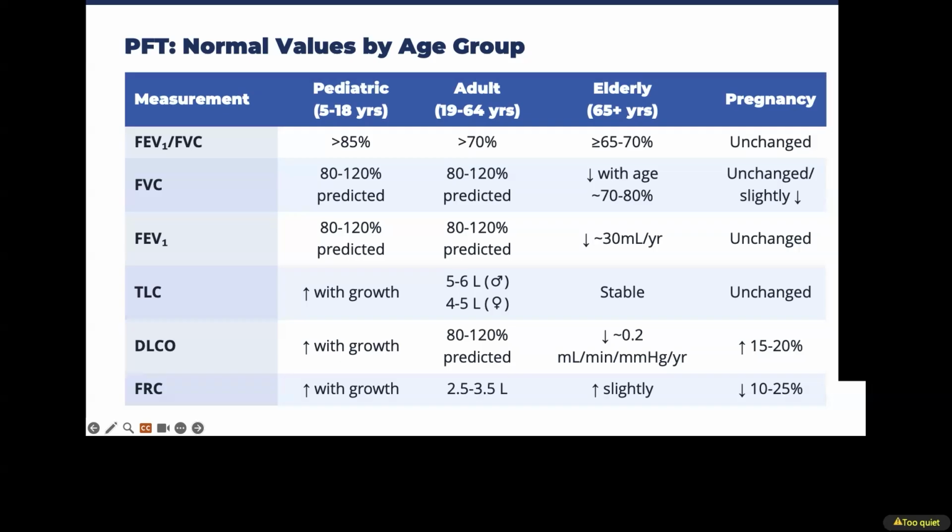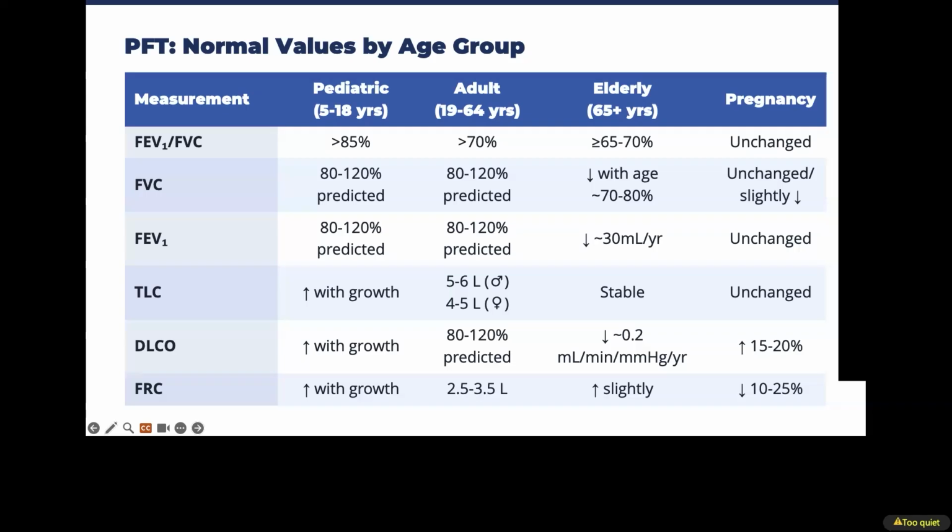Now, with respect to the elderly, we typically see a predictable decline of FEV1. It drops about 30 milliliters a year after age 25. Or have I heard that before? And the FEV1 to FVC ratio often falls to about 65 to 70% of predicted. And the FVC and diffusing lung capacity also trend down. And this reflects that loss of alveolar surface area. Total lung capacity tends to remain stable, but the FRC rises slightly because of air trapping. There's that prolonged exhalation time.